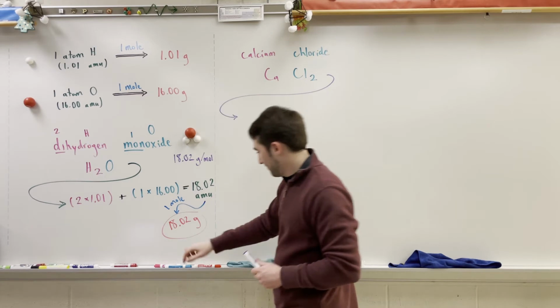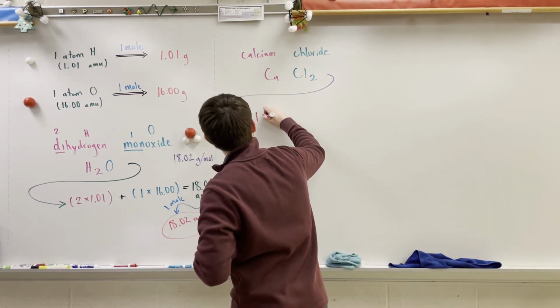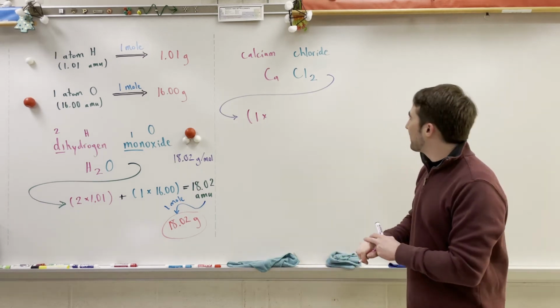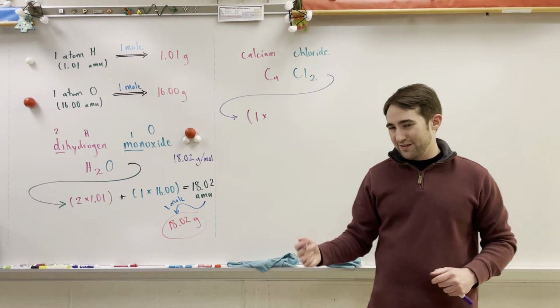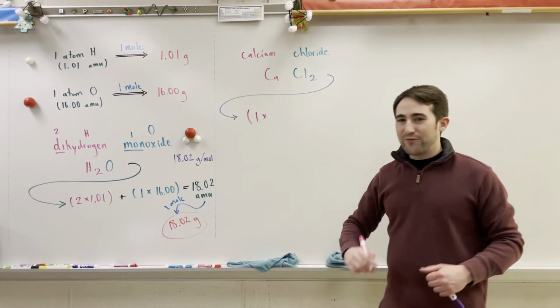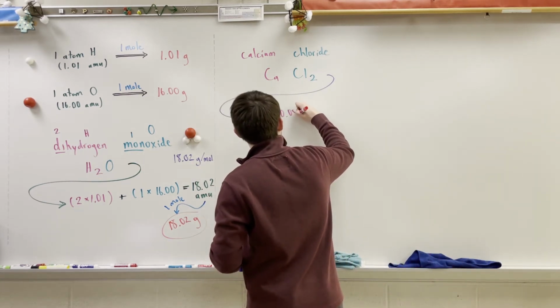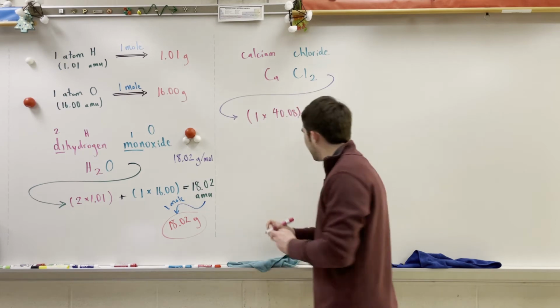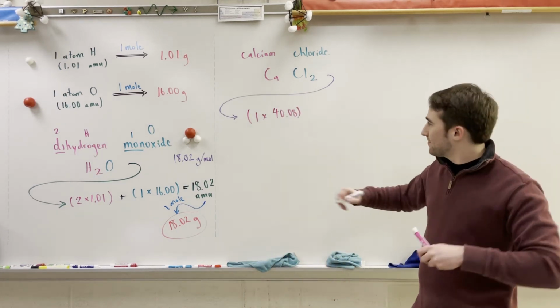So we'll start with calcium. We have 1 atom of calcium in this compound, so we're going to deal with 1 mole of calcium in this case. So we go look up the molar mass of calcium, and it should be 40.08. There we go, 40.08 grams per mole for calcium.